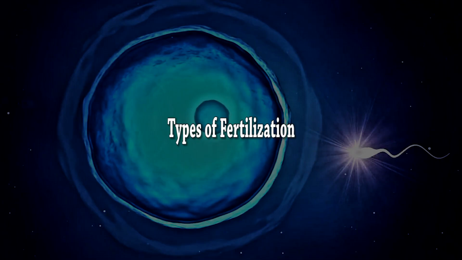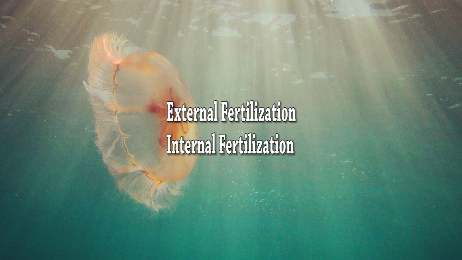Types of fertilization. Fertilization happens in two different ways in the animal kingdom. One is external fertilization, the other is internal fertilization.